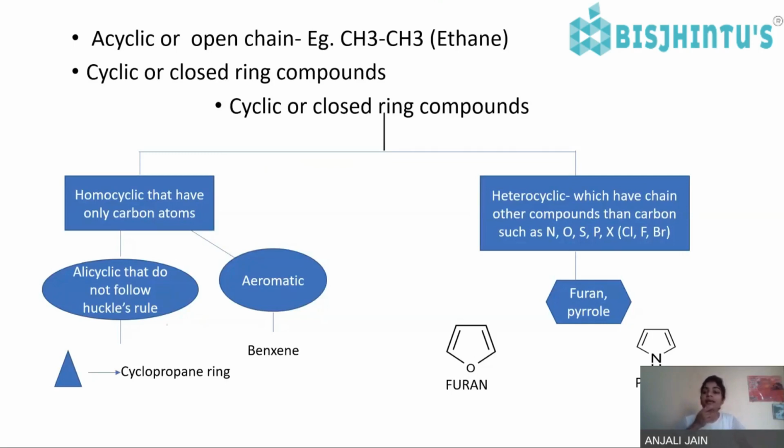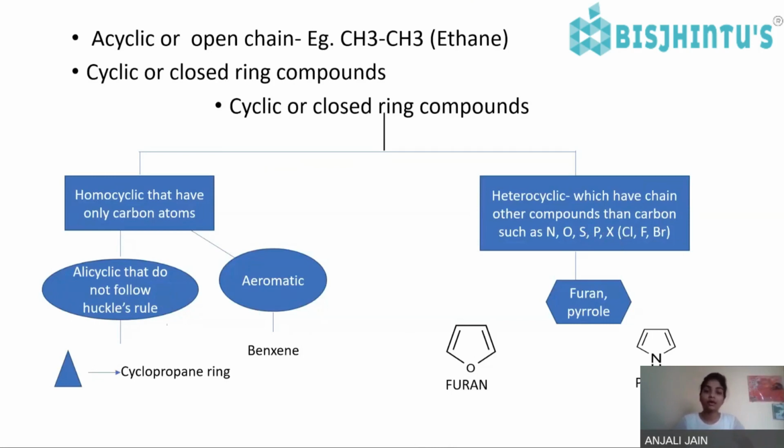So in heterocyclic compounds, furan and pyrrole are examples. Furan has oxygen as the heteroatom, and in pyrrole, nitrogen is the heteroatom. Like this, with sulfur, thiophene is there. With halogens, it can be chlorobenzene, fluorobenzene, bromobenzene. So these are the heterocyclic compounds.